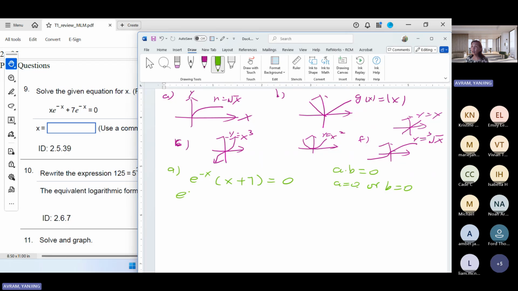This one is telling you e to the negative x never goes to 0. So if this one never goes to 0, the only thing that can be 0 is x plus 7 equal to 0. So you don't have to solve this one. The only answer here, x will be negative 7. That's the only answer.